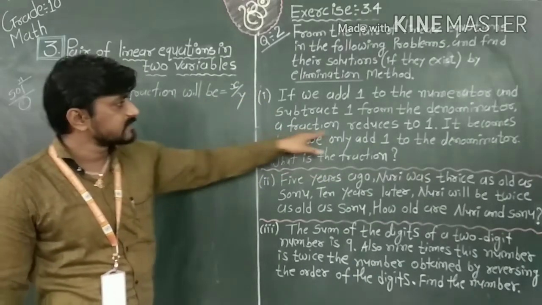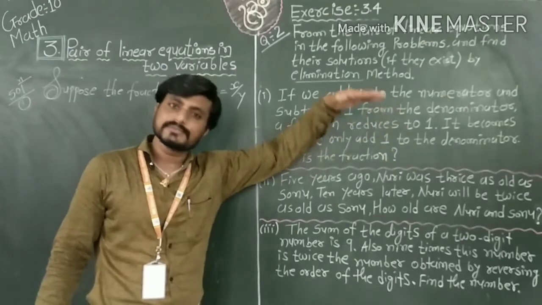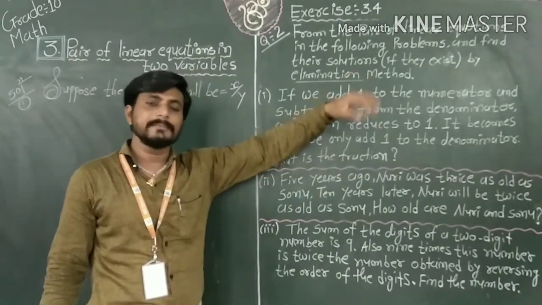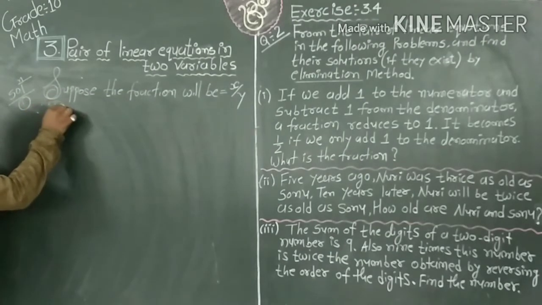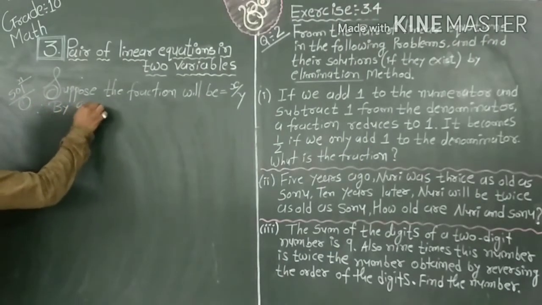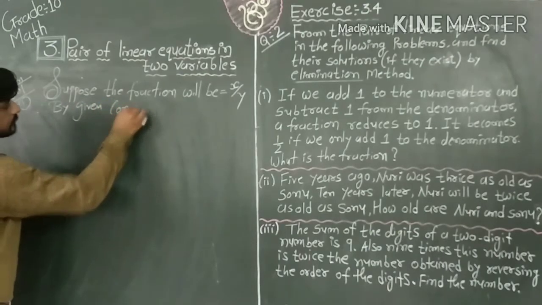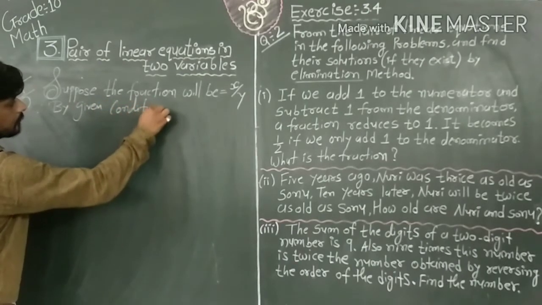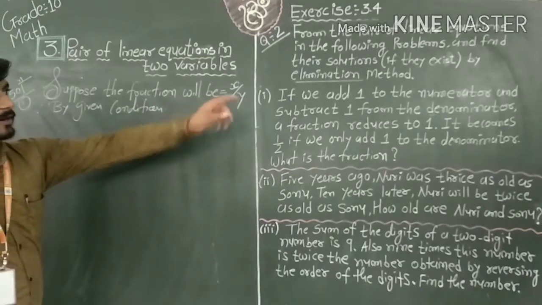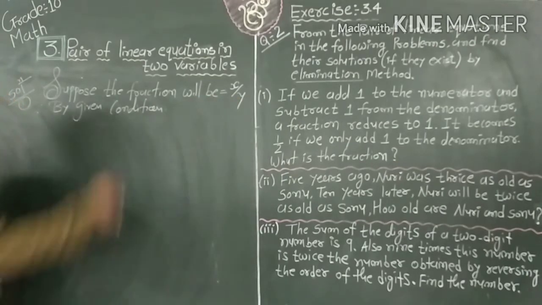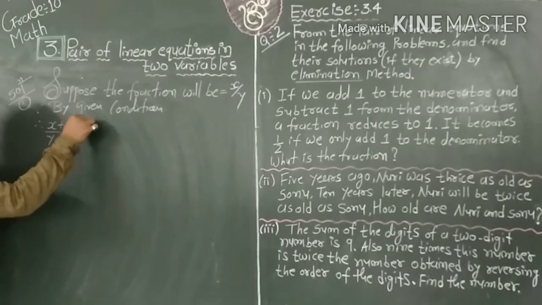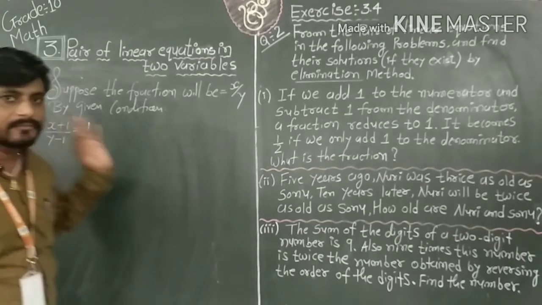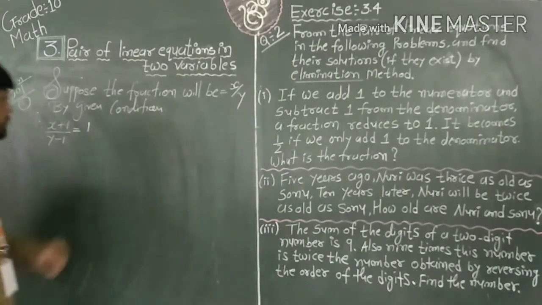What happens? The fraction reduces to 1. Reduces means the fraction becomes 1. Therefore, by the given condition, we add 1 to the numerator and subtract 1 from the denominator, that means x plus 1 upon y minus 1, the fraction reduces to 1. That means it becomes 1. This is our first equation.